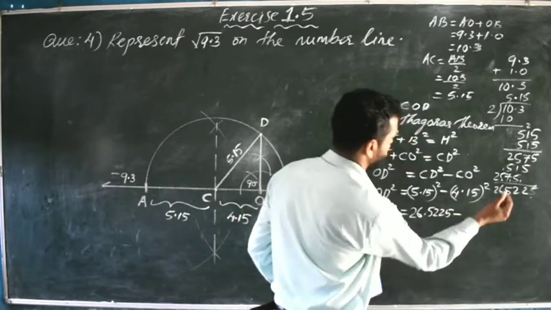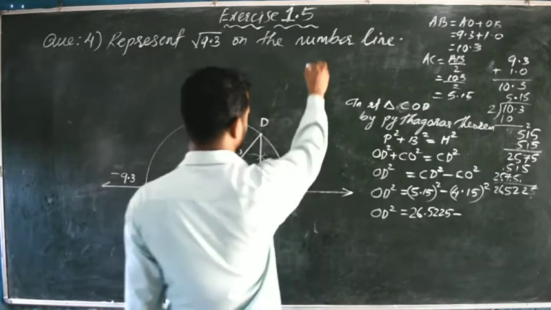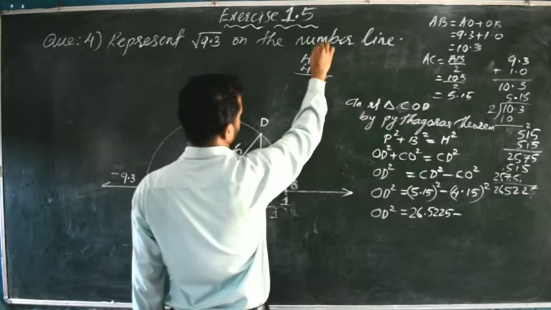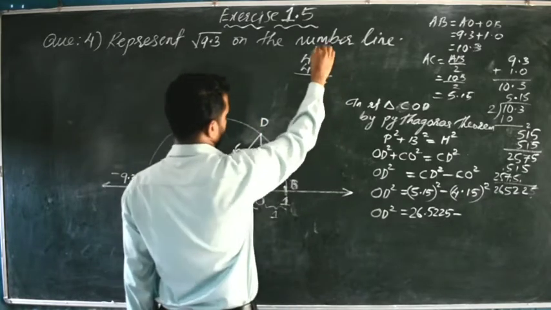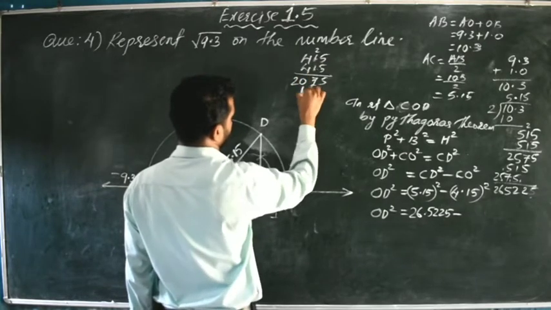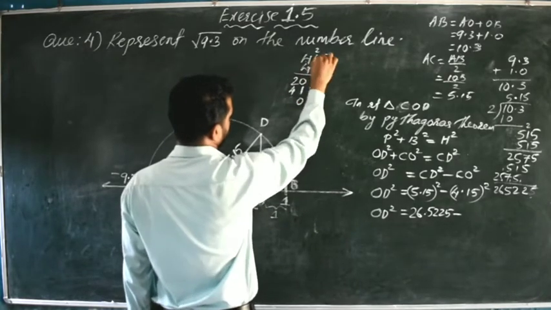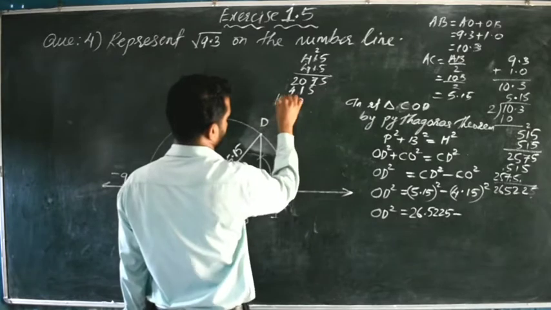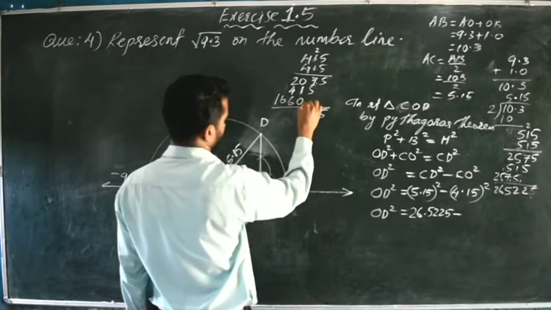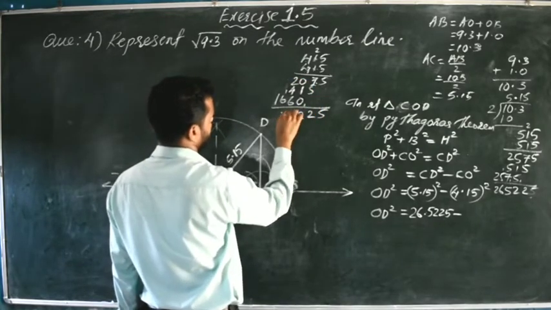26.5225 minus 4.15 square. 4.15 is multiplied 2 times. So 4.15 into 4.15, 415 into 415 we can multiply. 5 5s are 25, 5 remainder 2. 5 1s are 5 plus 2, 7. 5 4s are 20. 1 5s are 5. 1 1s are 1. 1 4s are 4. 4 5s are 20, 0 remainder 2. 4 1s are 4 plus 2, 6. 4 4s are 16. Adding up, we get the total.